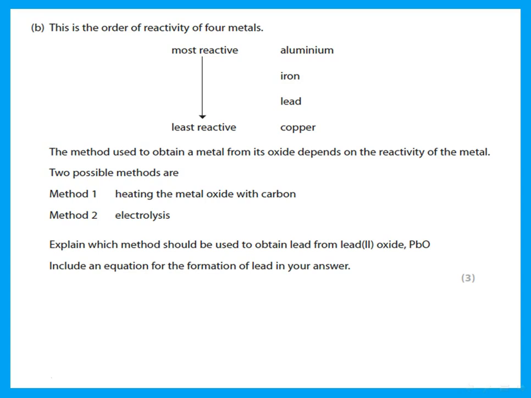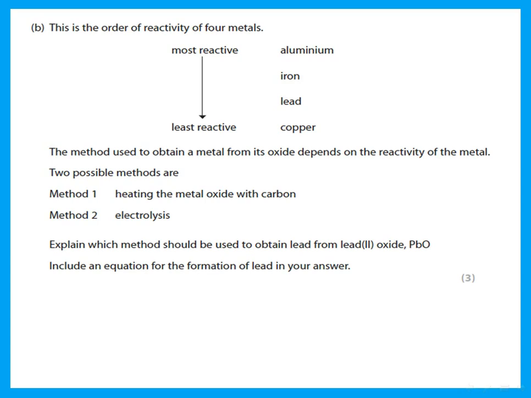This is the order of reactivity of four metals. The method used to obtain a metal from its oxide depends on the reactivity of the metal. Two possible methods are heating the metal oxide with carbon and electrolysis. I'm going to remind you again that the ones that are very reactive, more reactive than carbon, have to be obtained by electrolysis. The ones that are less reactive than carbon I can get by reduction with carbon.